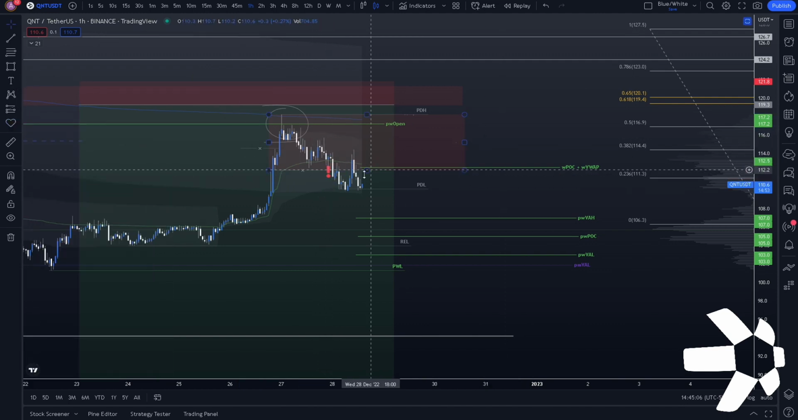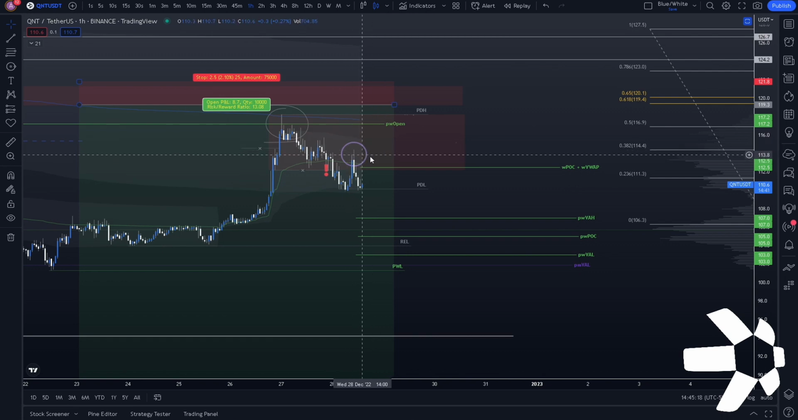See this white candle right next to it that broke it? As soon as it broke it, what we're looking for is a retap into demand. And our retap into, or supply in this case, retap into supply is right here. This would be your entry into a short trade.